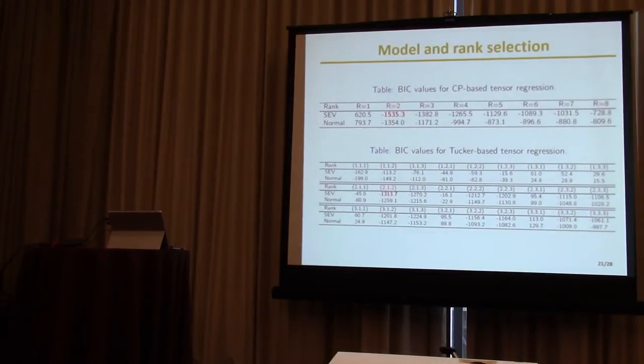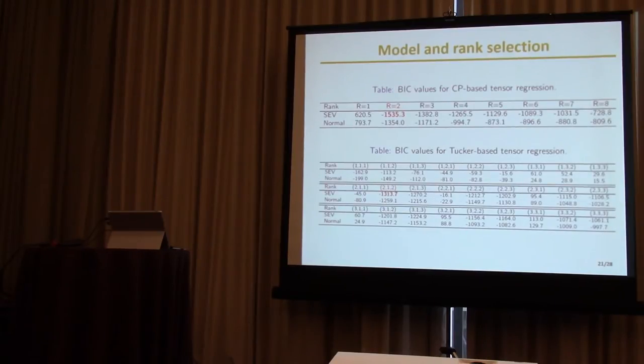Now, for our model to work, we need to first select the distribution and the rank. We use BIC here. We can see that for both the CP and Tucker regression, BIC chose the correct rank and distribution. You may notice that for the Tucker one, there are too many possible rank combinations, so it is very time-consuming to select the rank and distribution. So we developed a procedure that can automatically select the best rank for the model.